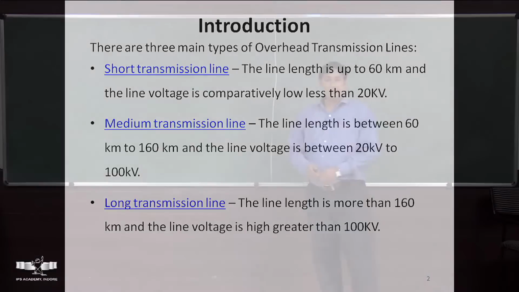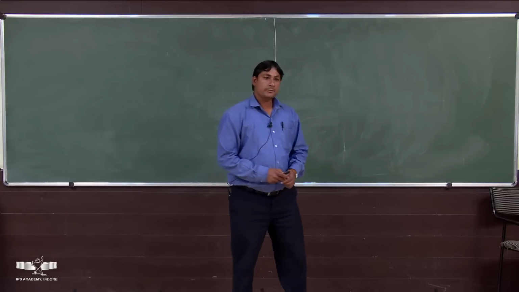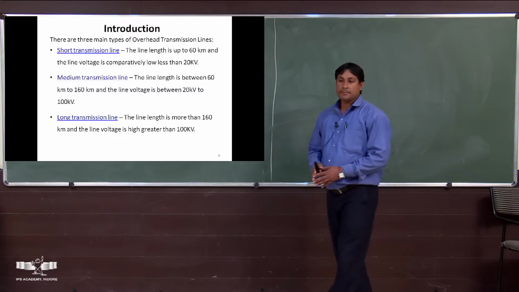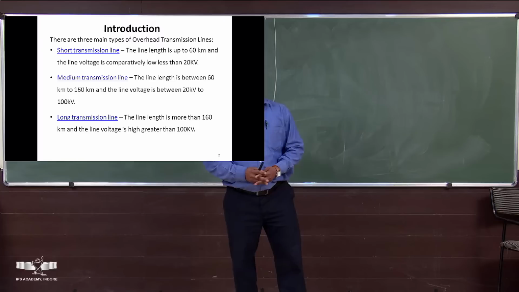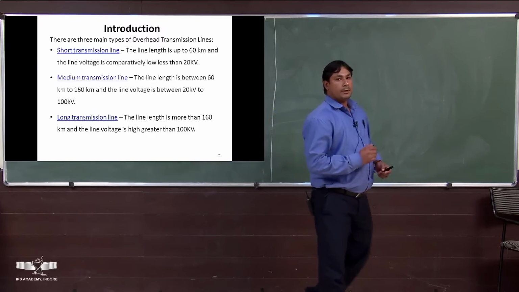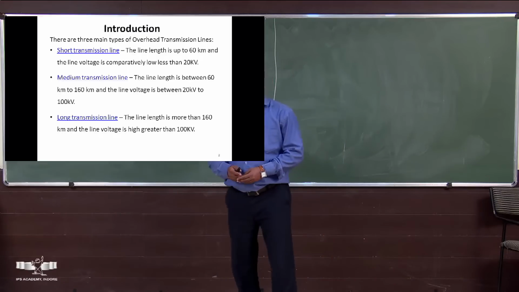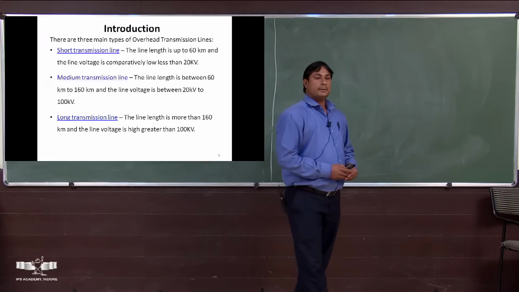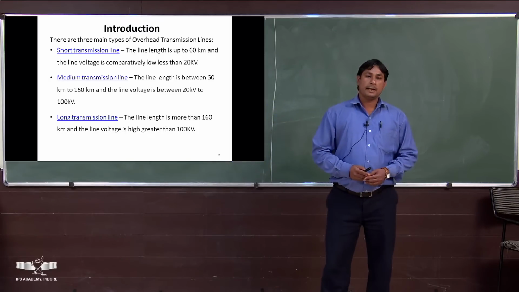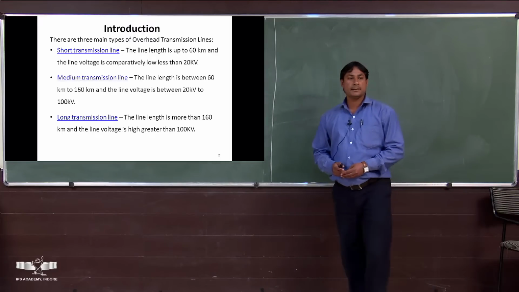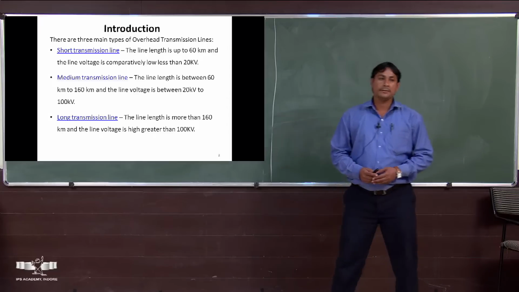Okay. So first, performance of the transmission line. A transmission line is basically a medium for transmitting power from one end to another end. Transmission lines are classified into three categories based on distance and voltage level. The first is the short transmission line.